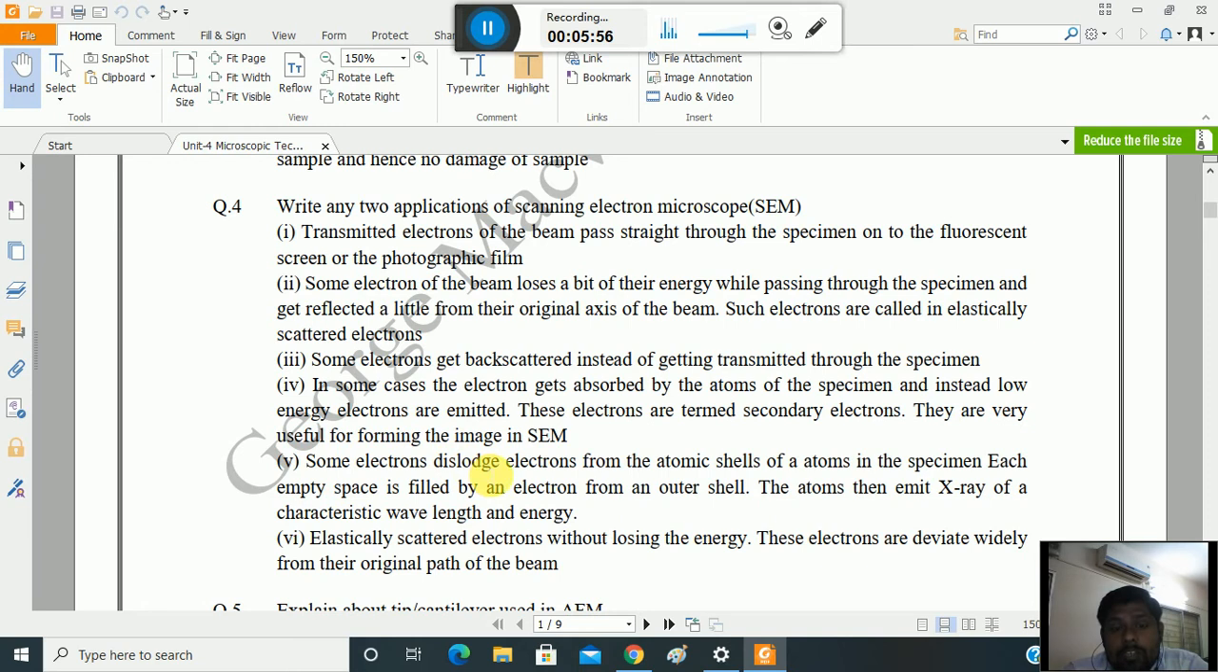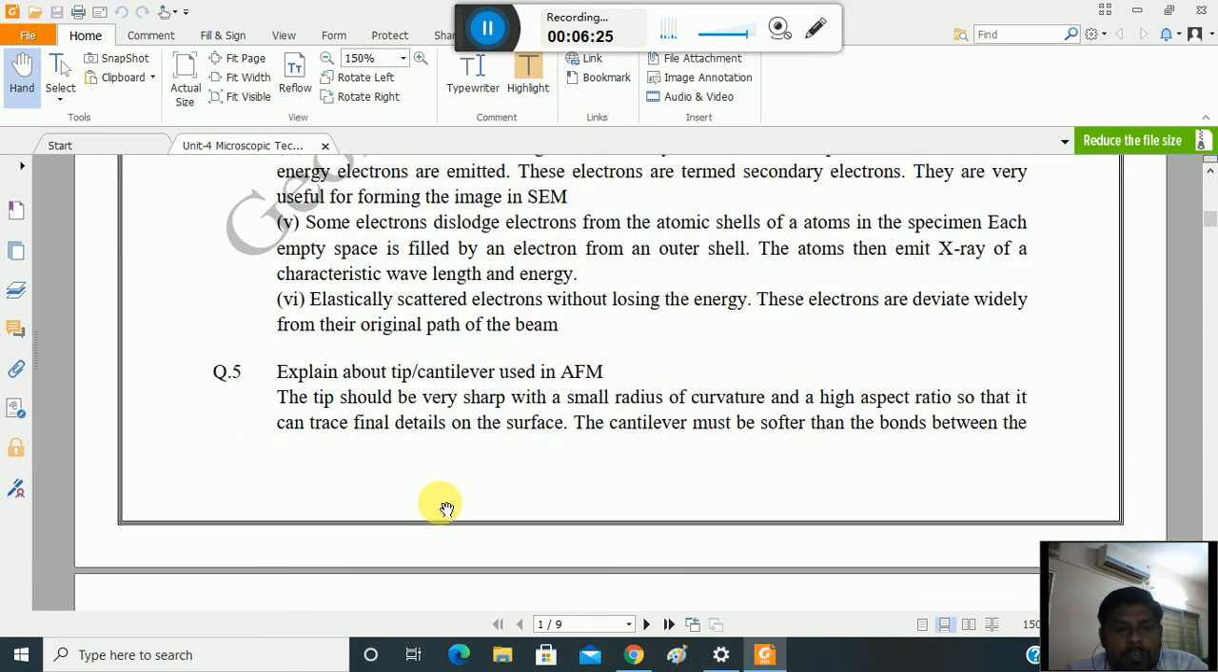Some electrons dislodge electrons from the atomic shell of the atoms in the specimen. Each empty space is filled by an electron from the outer shell. That is called electron spectroscopy, ESCA, electron spectroscopy for chemical analysis. That is also one use of the SAM technique. Elastically scattered electrons, without losing energy, deviate widely from the original path of the beam. Those are the applications of SAM.